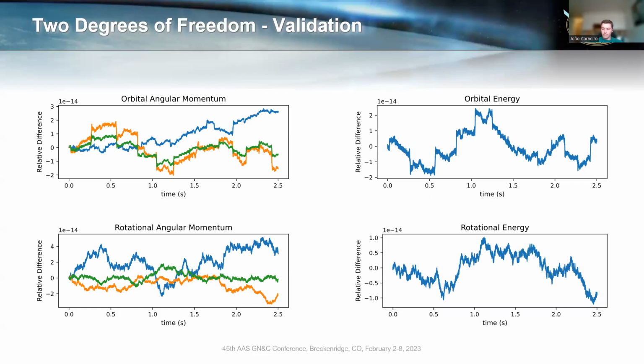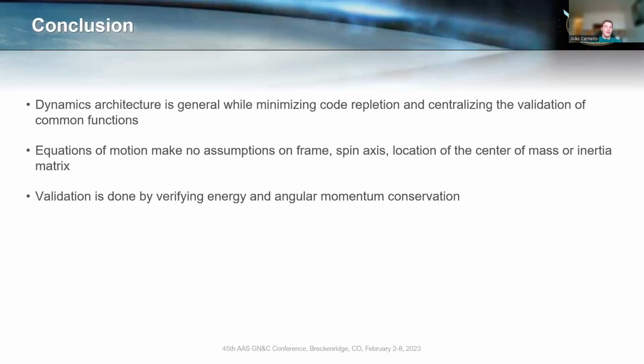And with that, I will just conclude by saying that we've proposed the general dynamics architecture that minimizes code repetition, but also centralizes a lot of the validation for the equations of motion and for those shared methods for the 1DOF and 2DOF classes. When we derive the equations of motion, we actually make absolutely no assumptions on the frame, on the spin axis, the center of mass location, the mass, or the inertia matrix of the bodies. And we obviously validate the results by making sure that energy and angular momentum conservation are true for the entire simulation.